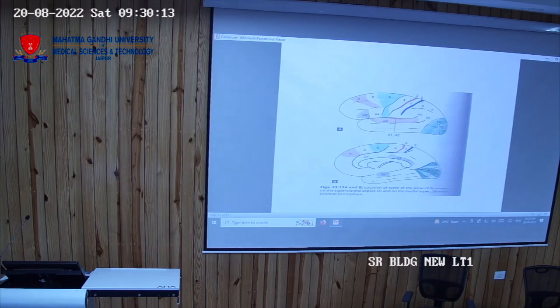And what is the dominant hemisphere? That depends upon the habit. If the person is right-handed, the left side temporal lobe is dominant, and for a left-handed person it is just the opposite. So, areas number 44 and 45 are the motor speech area, or the Broca's area.